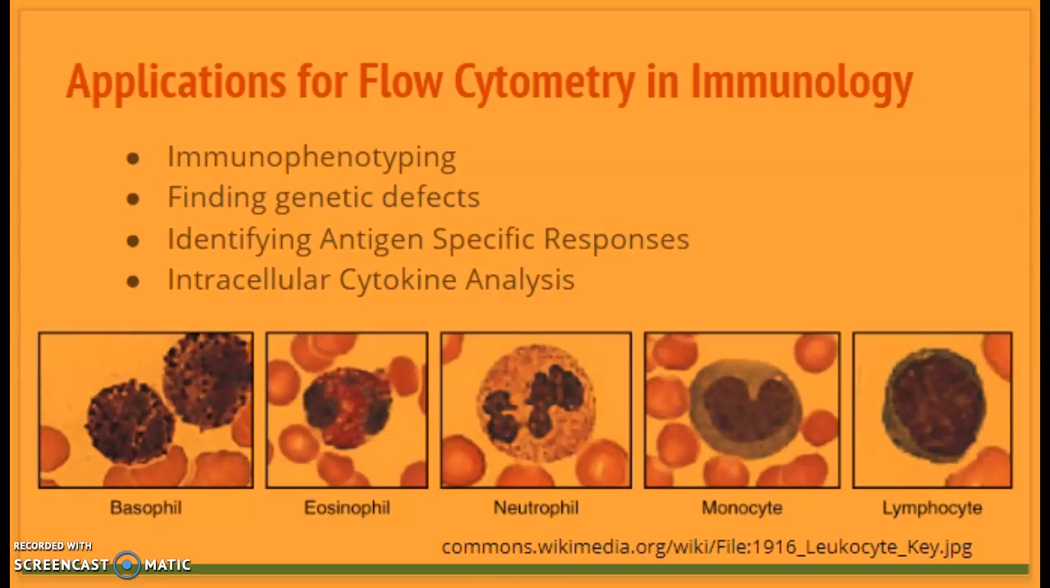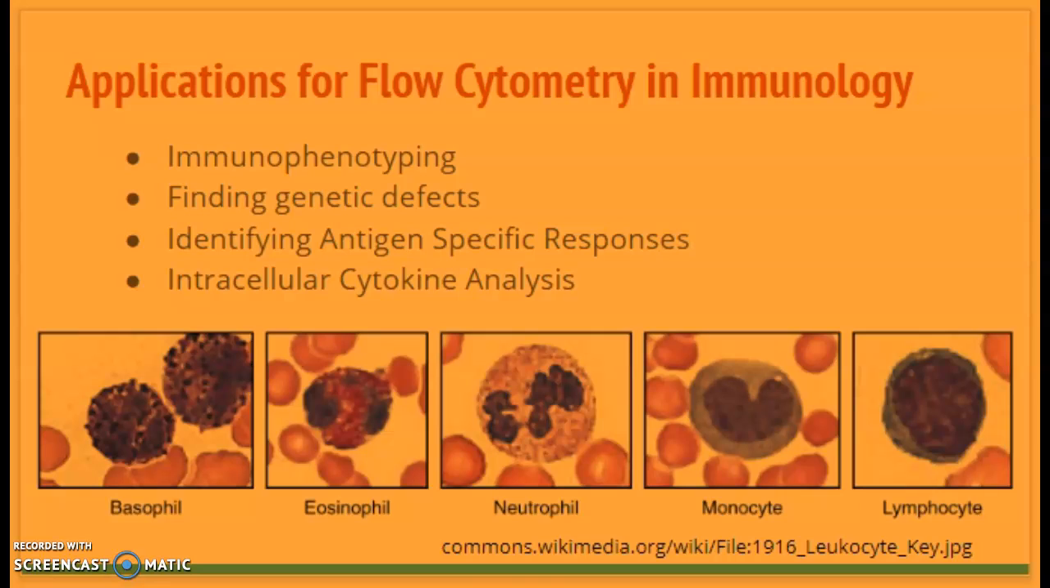There are a lot of applications for flow cytometry in immunology, and again, some information from Ms. McKinnon. Immunophenotyping is one thing that flow cytometry can help with. We can find genetic defects. Antigen-specific responses. Little information on this one.